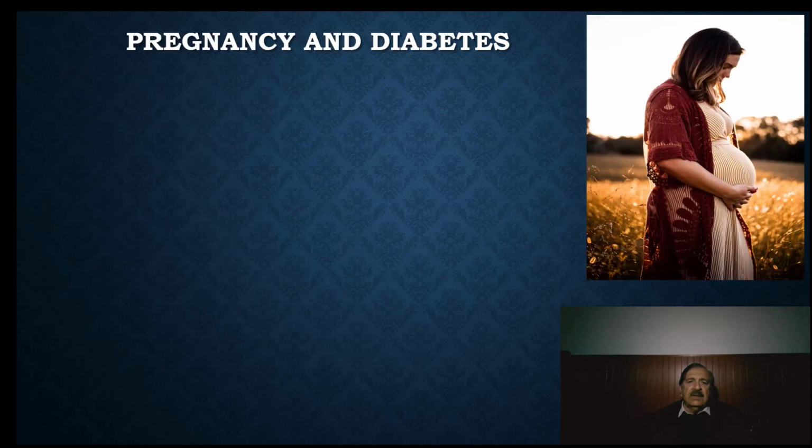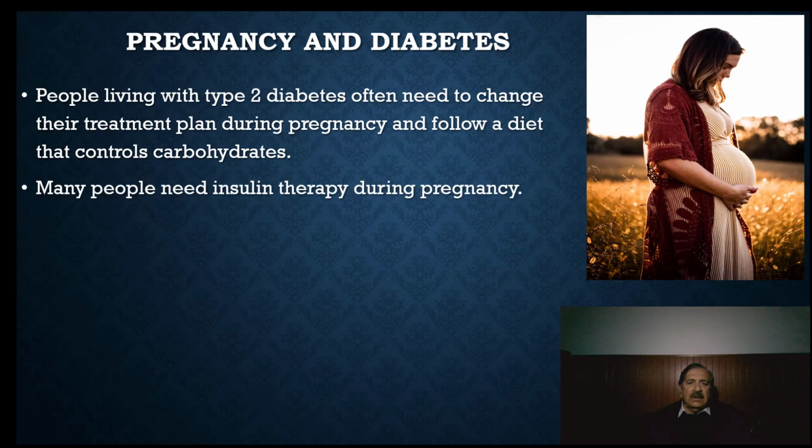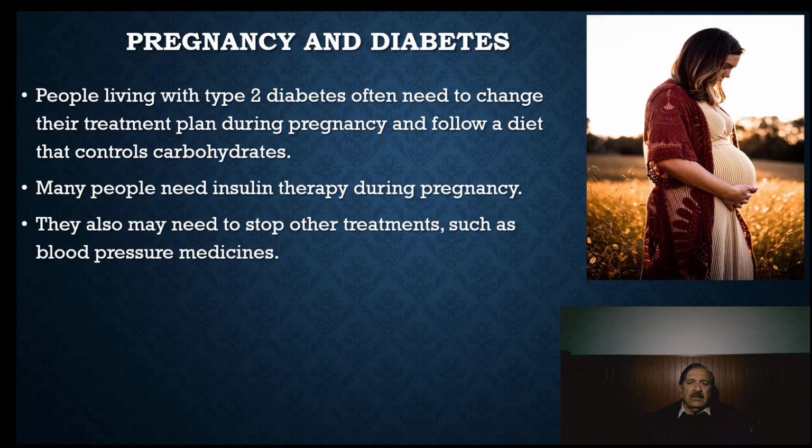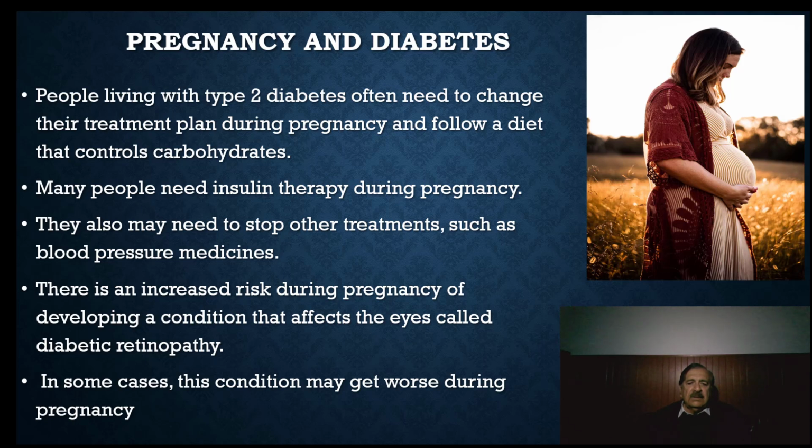Pregnancy and diabetes. People living with type 2 diabetes often need to change their treatment plan during pregnancy and follow a diet that controls carbohydrates. Many people need insulin therapy during pregnancy. They also may need to stop other treatments such as blood pressure medicines. There is an increased risk during pregnancy of developing a condition that affects the eye called diabetic retinopathy. In some cases, this condition may get worse during pregnancy.